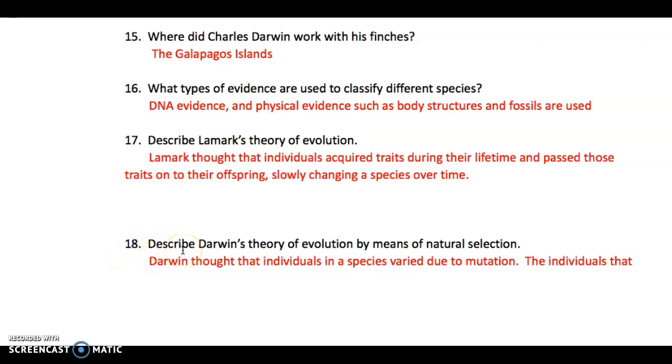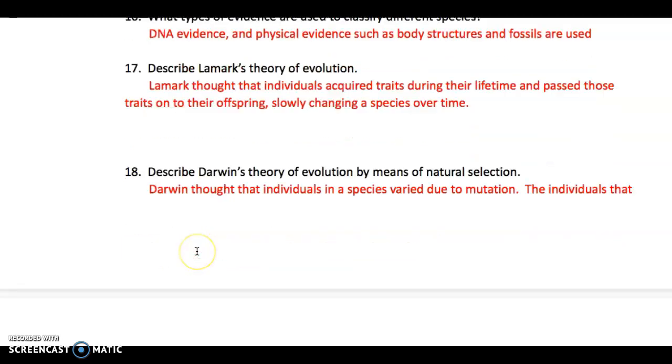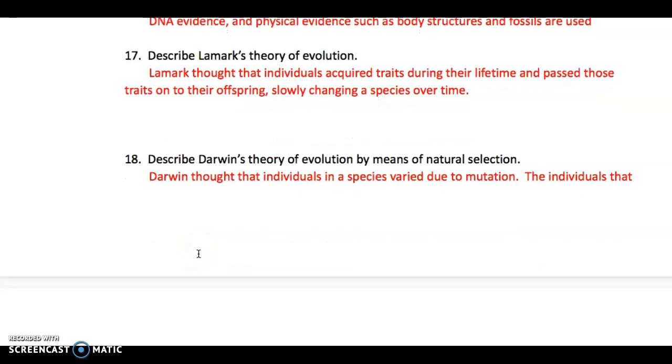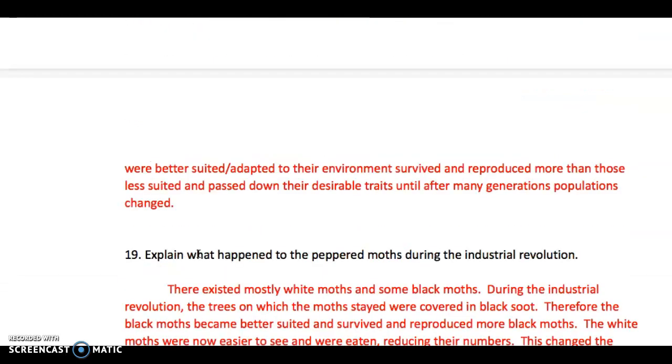Number 18 then asks you Darwin's theory. Well, Darwin's theory, if you remember, his book was called On the Origin of Species by Means of Natural Selection. So he's a natural selection guy. And Darwin thought that individuals in a species varied because of mutations, and that individuals that were better suited to their environment survived and reproduced more than the less suited individuals, and they passed their traits down.